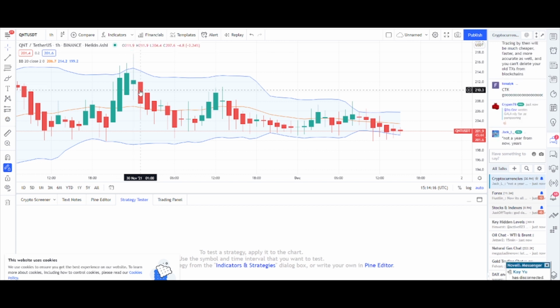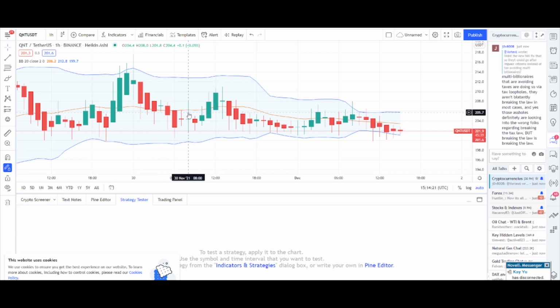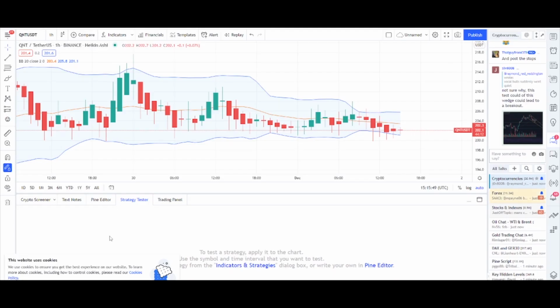So as you can see, after it reaches the line, we go back down. And on the other hand, when you see it fall below the line, this is an oversold situation. Too many people have sold it, and it is about to go up. So the other thing I like to show you with the Bollinger Bands.